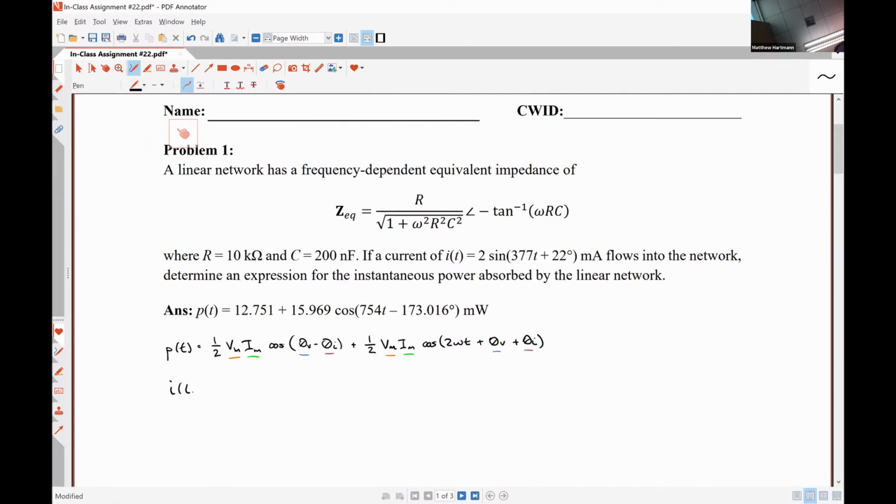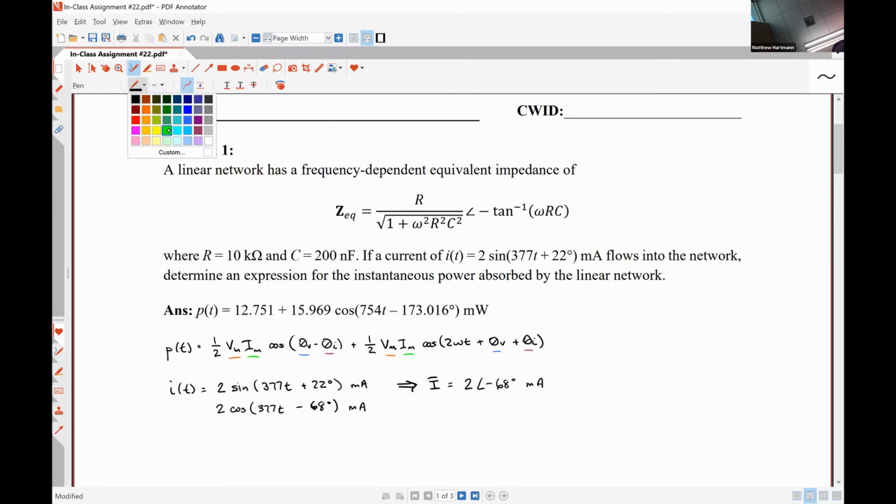So we have i(t) is equal to 2 sine 377t plus 22 degrees milliamps. How can we convert this time domain current into a frequency domain phasor current? We first have to switch it to a cosine by subtracting 90 degrees from that angle. So it would be 2 cosine 377t minus, let's see, 68 degrees. Is my math right there? Yeah, 68. All righty. So that means our phasor representation of our current is what? 2 angle negative 68 degrees milliamps.